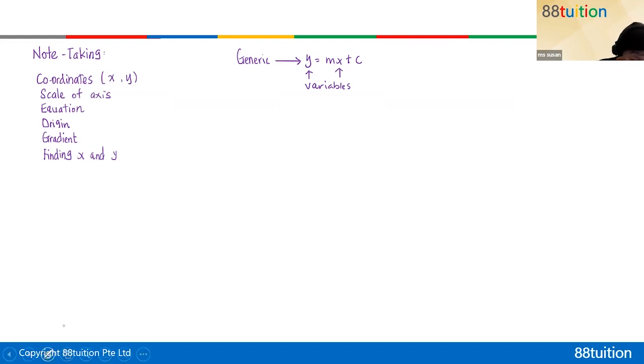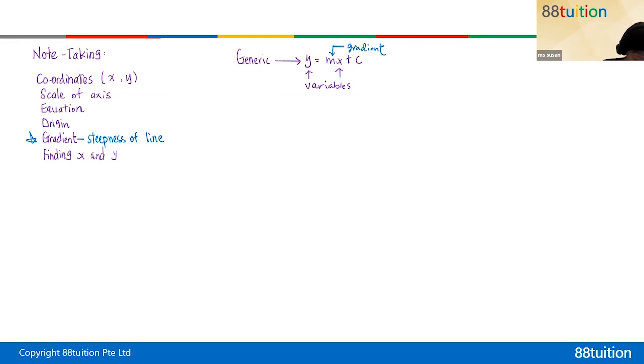What does m stand for? For the m, we call it the gradient of the graph. The gradient will tell you the steepness of the line. You can have a very steep slope, or you can have a gentle slope. So the m will tell you what the graph says about this equation, that means this linear function.